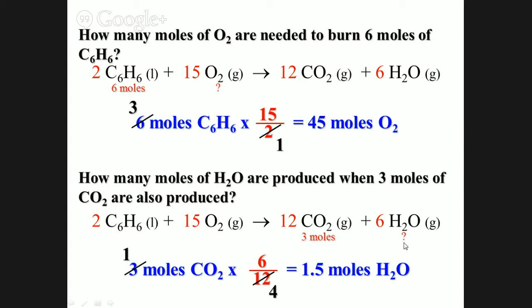So in this case, question mark under the H2O, that's what I want to find out. So I'm going to have a 6 on top. The 3 moles I wrote down underneath the CO2. This tells me my mole ratio, 6 over 12. Unknown, the question mark, over known. So 3 times 6 over 12, 3 times 1/2, 1.5 moles of H2O. So those are mole problems. One step, pretty simple.